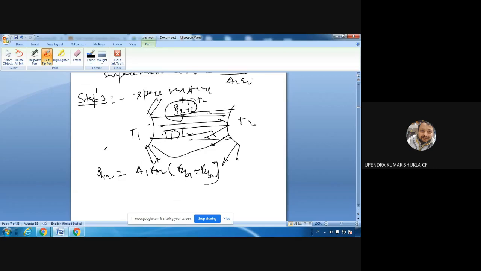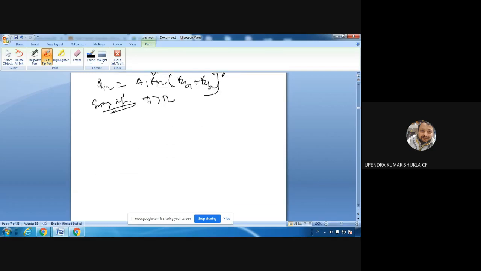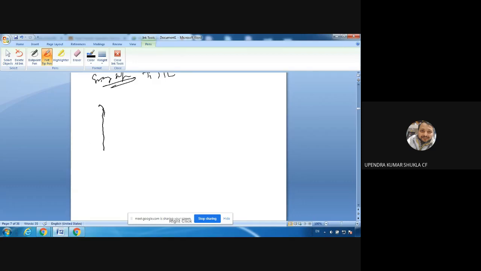But these are not black surfaces. These are gray surfaces, let's say. So for gray surfaces, assume T1 is greater than T2. Now what will happen for the gray surface? This is surface one, with temperature T1, area A1, and emissivity epsilon 1. What we can do is put a node, that is EB1.